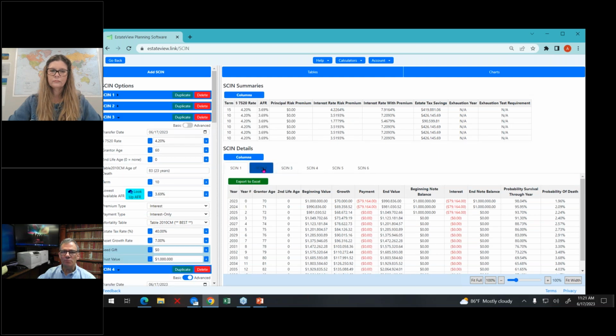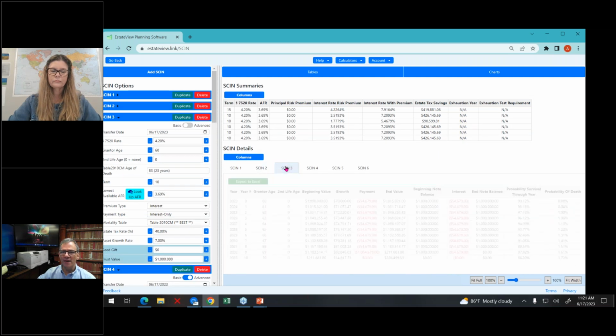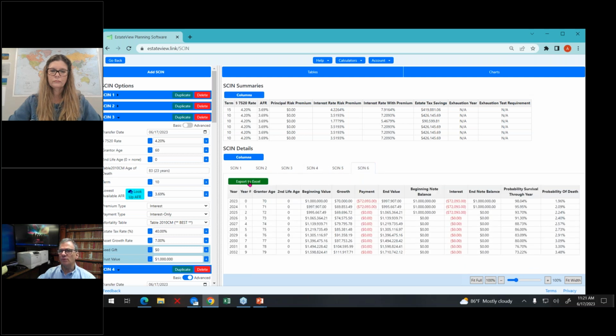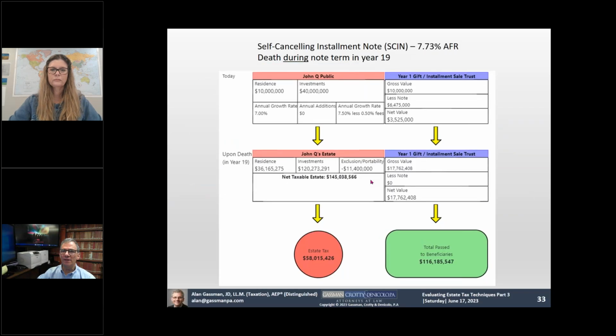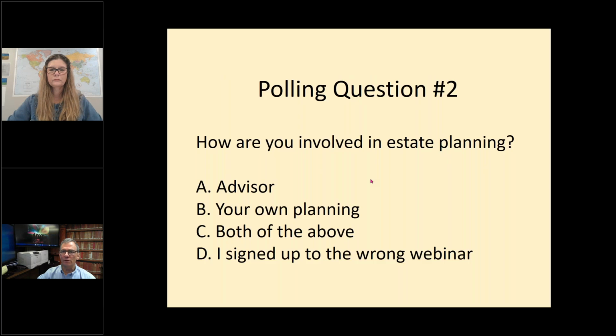Then I have spreadsheets I can look at for each of them. I click here, I get the spreadsheet, and I click here and it exports the given spreadsheet to an Excel spreadsheet that I can then do more on. So that kind of shows you a little bit of how the software works.